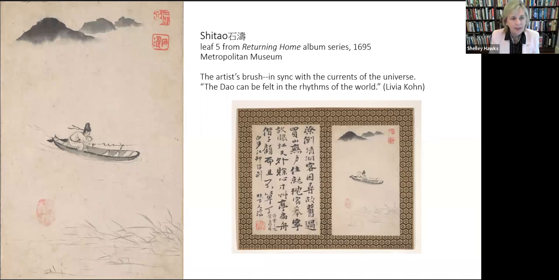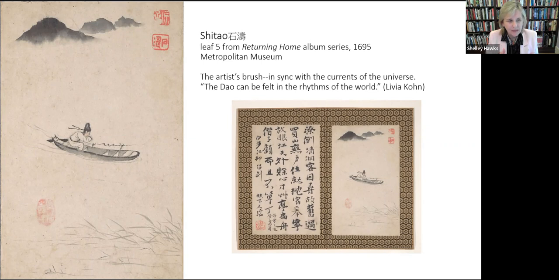And this charming landscape is from a series of 12 leaves in the Metropolitan Museum. It's called the Returning Home series. So we see the scholar moving through the water at great speed. The strings of his hat are flying in the breeze. And even though the inscription expresses loneliness, this sense of dislocation, the image itself is exhilarating.